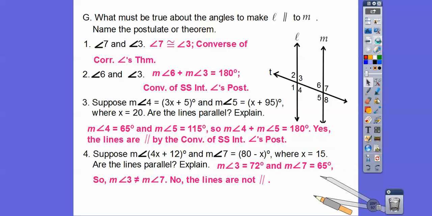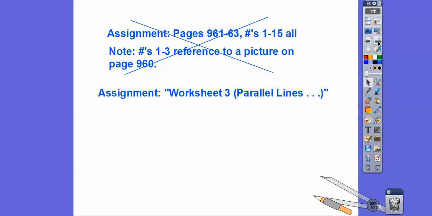Okay, if you are in my class, and I think the rest of our groovy class, you're going to get a worksheet that says something like that.